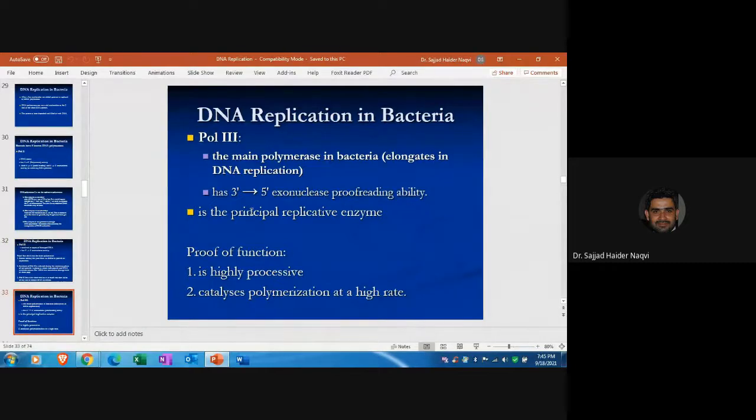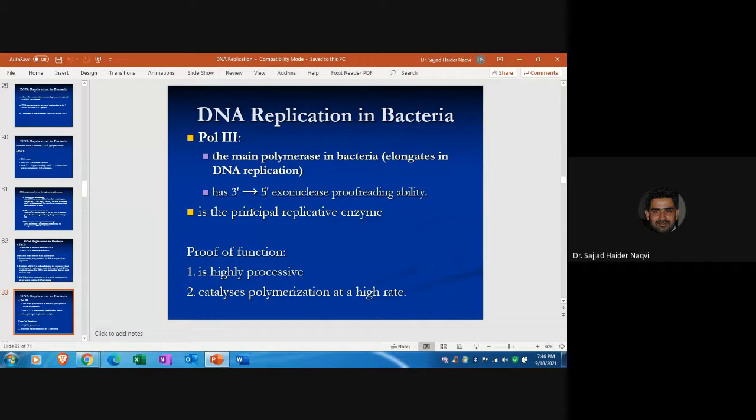Now here comes the DNA polymerase 3, which is in fact the main polymerase enzyme doing the DNA replication in bacteria. So DNA polymerase 3 is the main polymerase enzyme which is specifically involved in the elongation of the new chain, or in other words, involved in DNA replication. It has 3' to 5' exonuclease proofreading ability as well.